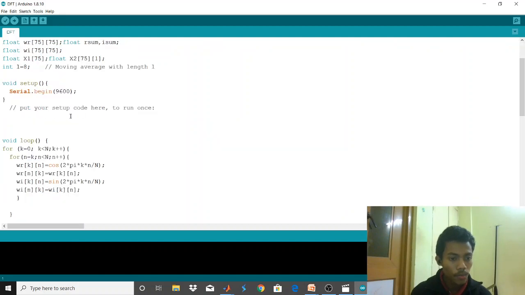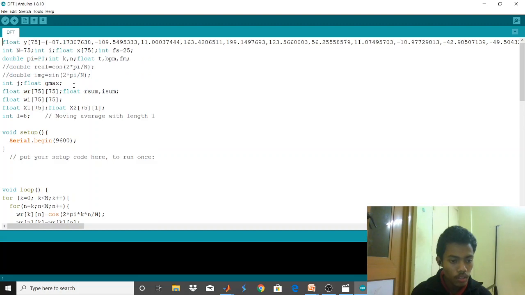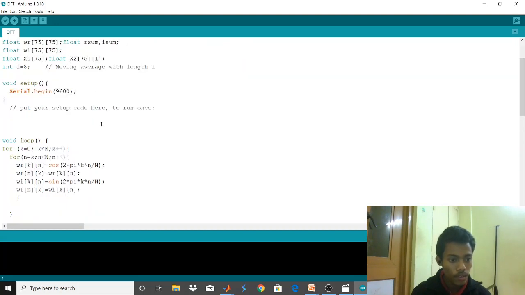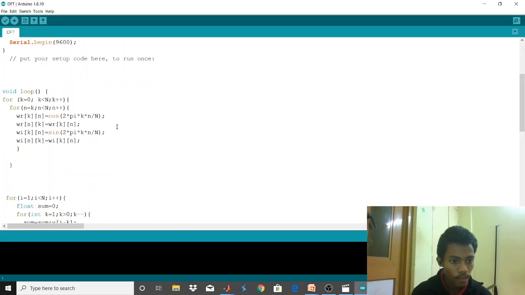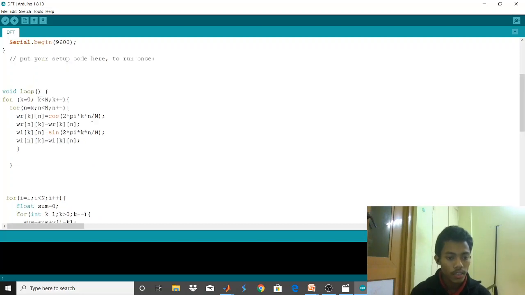So first, before applying the DFT, I will declare these variables, and first I will do the moving average filter. So this is my W matrix. For calculating W, we just need K and N.